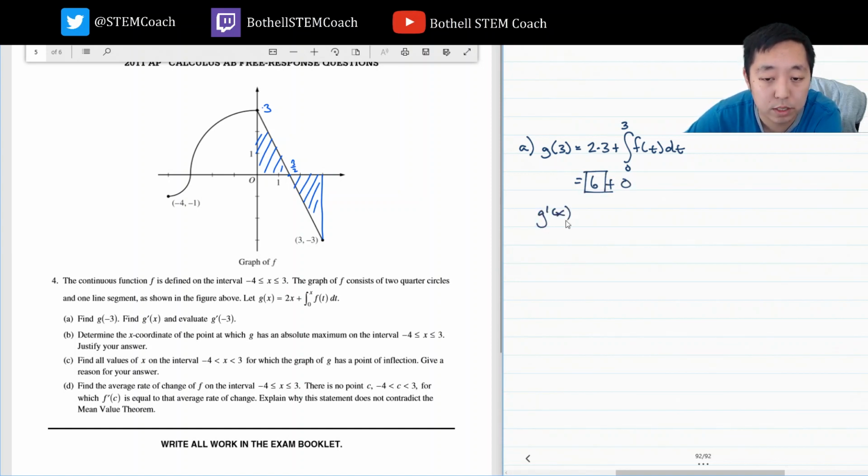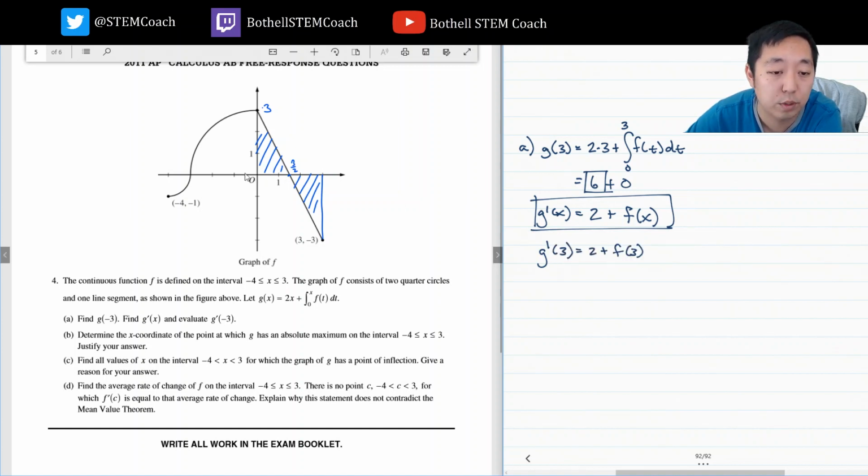Now g prime of x, let's take a derivative of this equation. The derivative of 2x is 2. The derivative of the integral is given by the fundamental theorem of calculus. It would tell you it's f of x, right? So that's the equation for the derivative. Now g prime at 3 is equal to 2 plus f of 3. F of 3 is the y value, because this is a graph of f. F of 3 is -3. So 2 minus 3 equals -1. Okay, so that's part A.